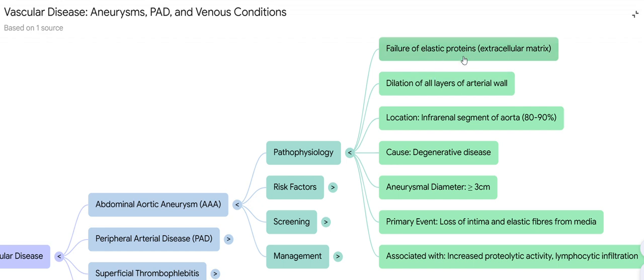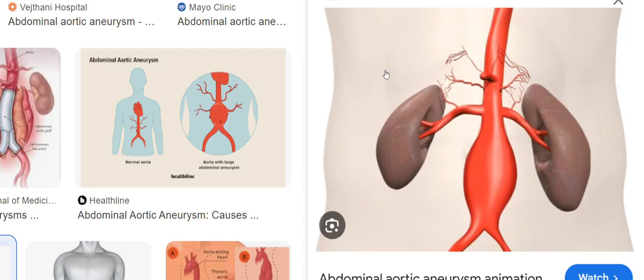It is a failure of elastic proteins, okay? Elastic proteins, collagen, extracellular matrix, it's destroyed in AAA. There is dilatation of all the layers of arterial wall. It's not just the media, it's not just the intima, it's all the layers of arterial wall that are dilated. It is mostly located in the infrarenal segment of aorta. Most of the times, 80 to 90% of the times, it is located in the infrarenal area.